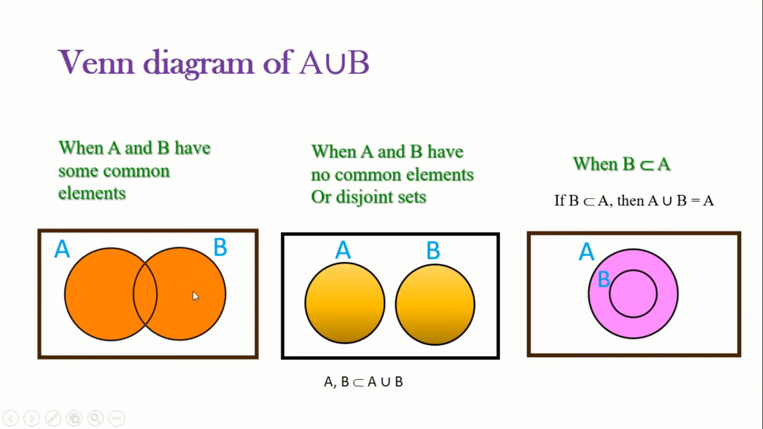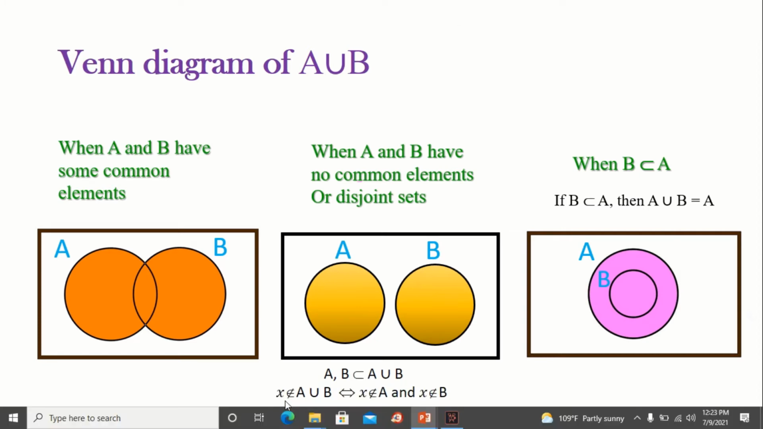In all the above cases, we have A and B are subsets of A ∪ B. Also, we have x is not an element of A ∪ B if and only if x is not an element of A and x is not an element of B. And these two are the properties of union of two sets.